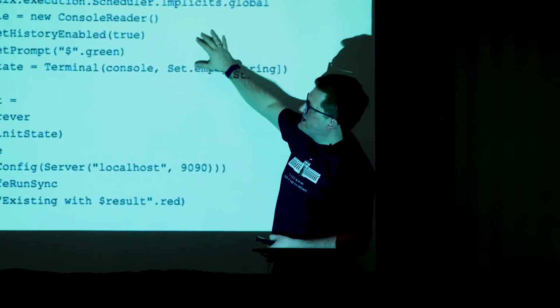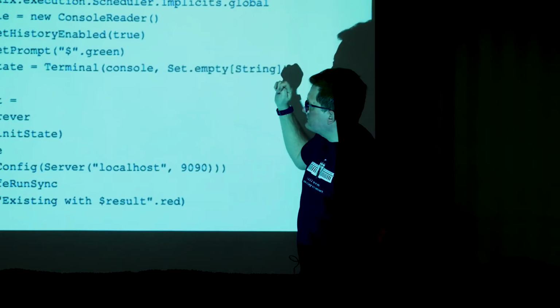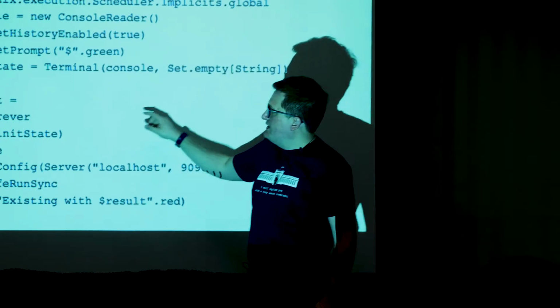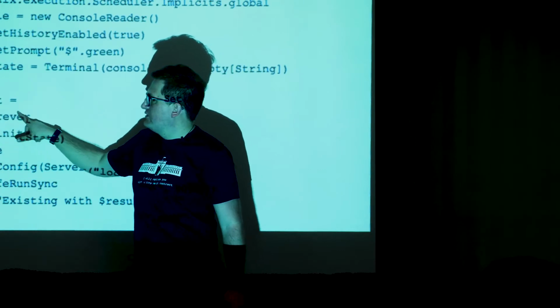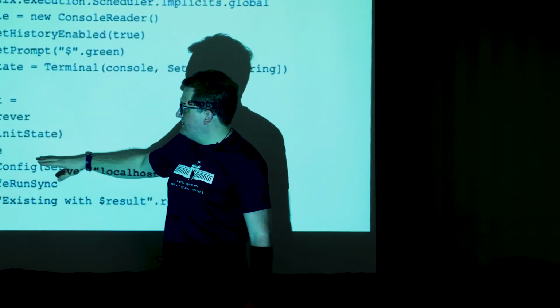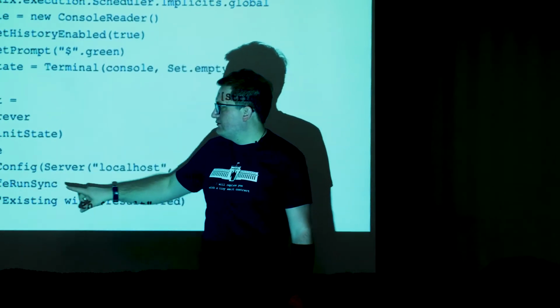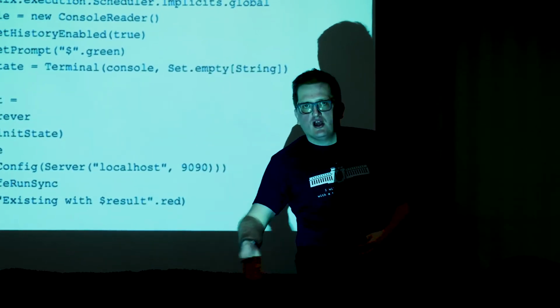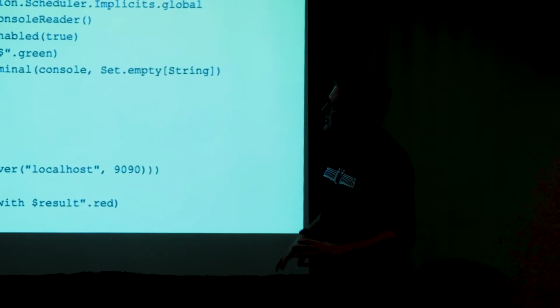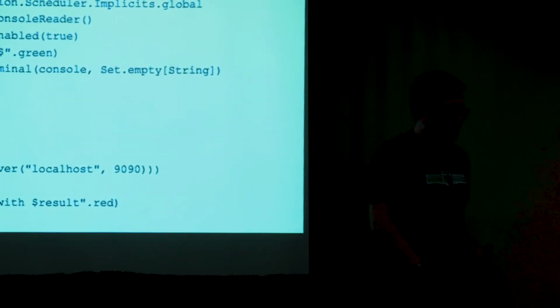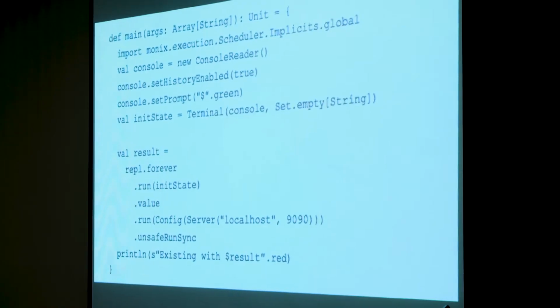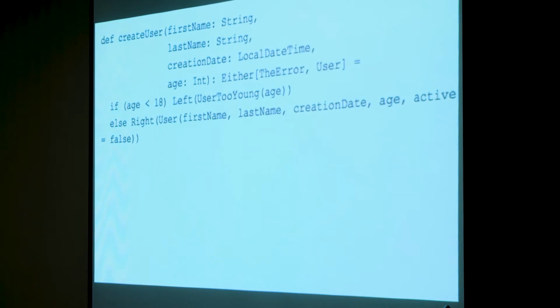We create some stuff which is effectful, and then we have our REPL here. We call forever, we'll just loop it, and at the end of the day we run it with some initial state and with some configuration, and we call unsafeRunSync, which will just run the task for us. So from the main perspective, that's pretty cool. But we would like to deal with the implementation stuff. So let's go back to that method.